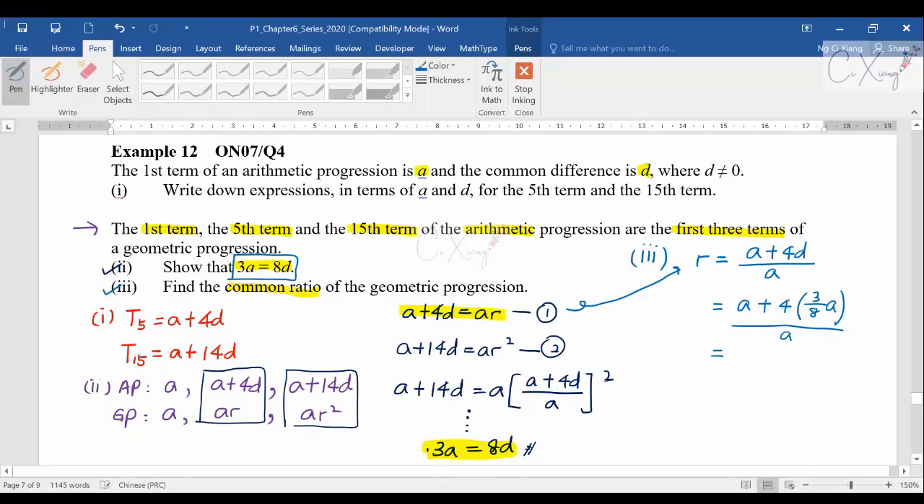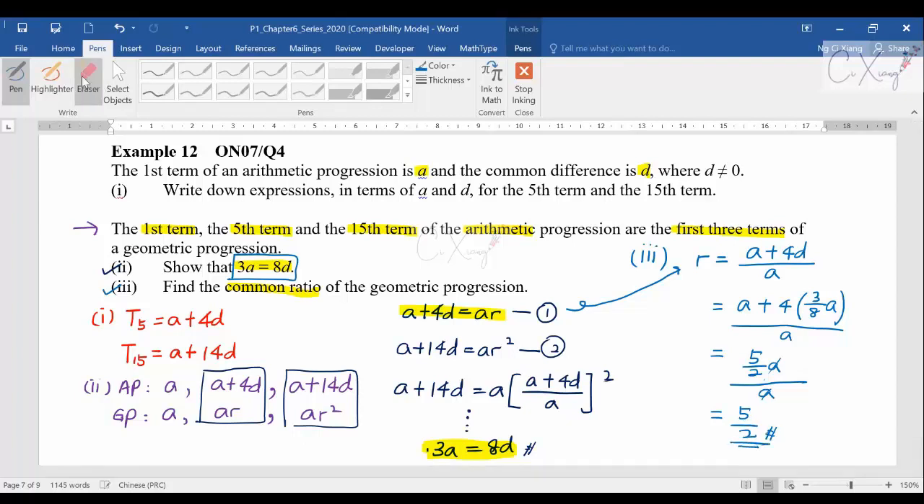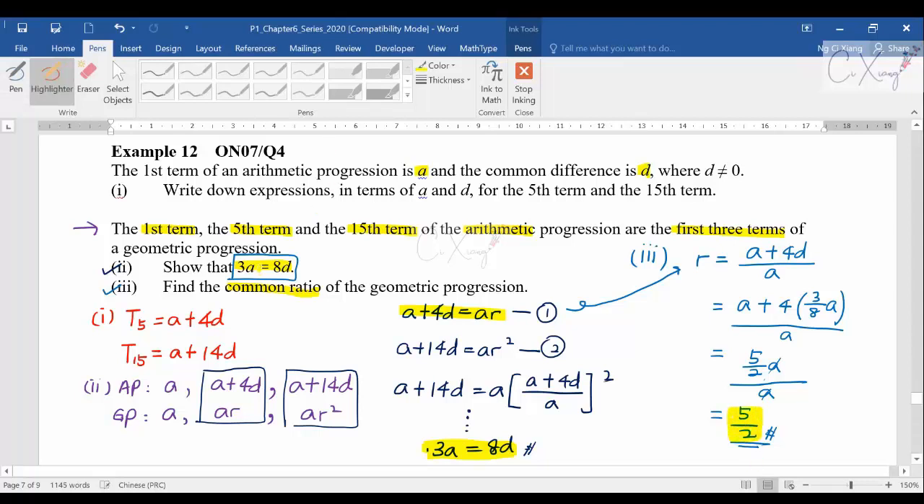So if you add them together, you're having 3 over 2 plus 1, which means it is 5 over 2A on top, then divided by A. A and A can be cancelled off, and therefore your common ratio is 5 over 2. Again, I don't know whether you can see the style or not. I told you before in class, when they ask you to prove some result or show some result, usually you need to apply the result in your next part. So this is how you apply it.